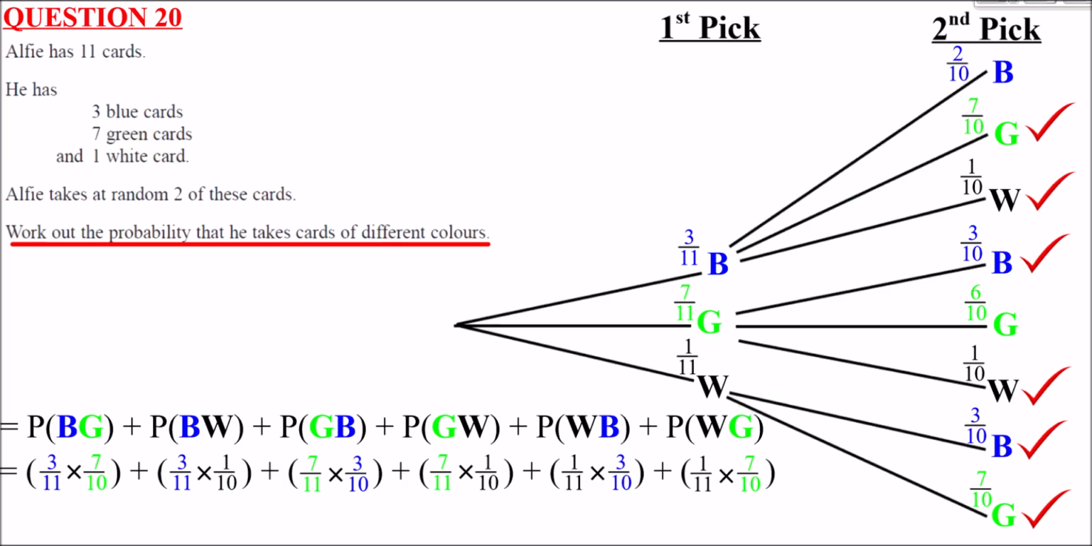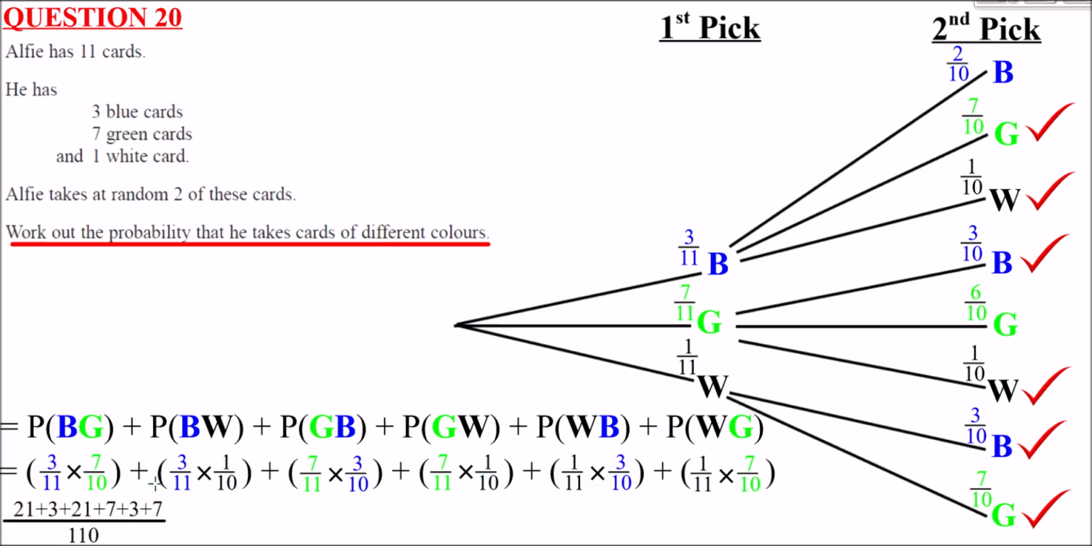And these numbers, all we're doing, on each set of branches I've ticked, is multiplying the 2 fractions together. So first of all, 3 times 7 gives a new numerator of 21. 3 times 1, new numerator is 3. 7 times 3, that numerator becomes 21. And all the denominators will be 110. So though it looks hard work, it's actually not as long-winded as it would seem.